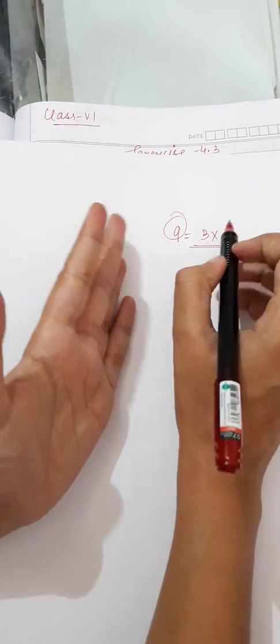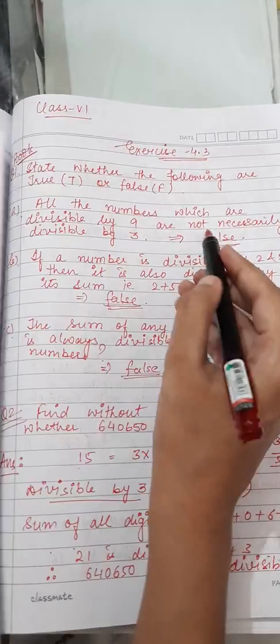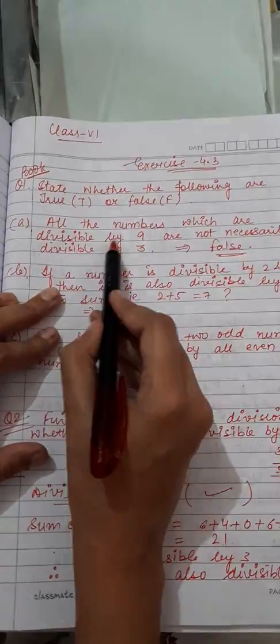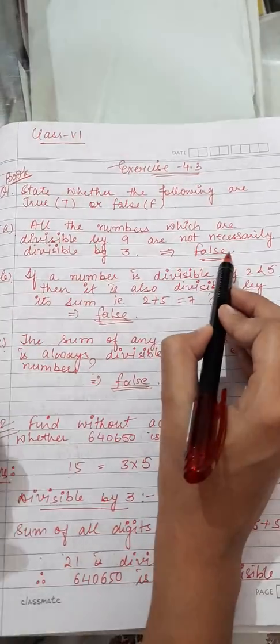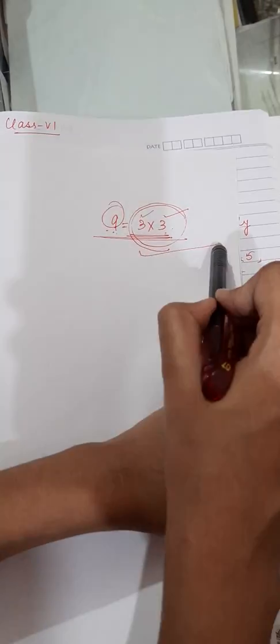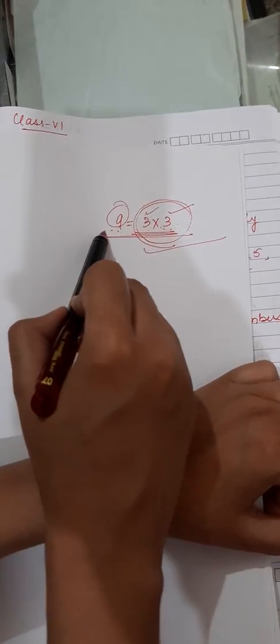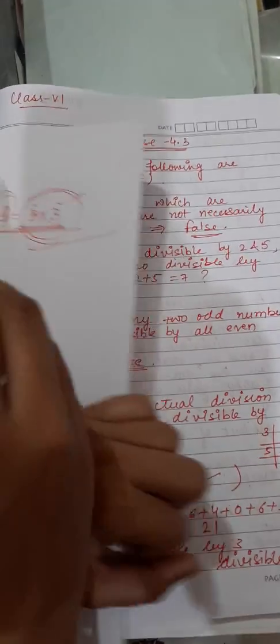What are the factors of 9? 3 and 3. So that means if a number has to be divisible by 9, it has to be divisible by 3. And they are saying all the numbers which are divisible by 9 are not necessarily divisible by 3. So false. I have given you this factor theory that if a number is divisible by 9, then the number should be divisible by its factors also. It has to be divisible by 3, then only it will be divisible by 9.